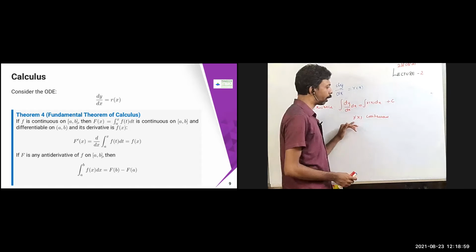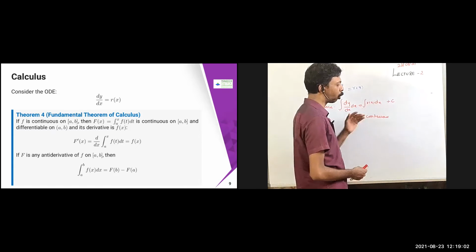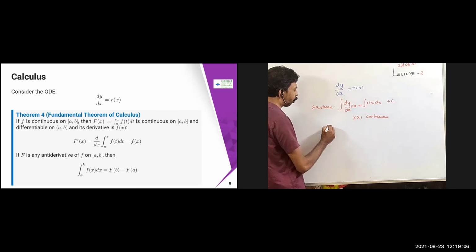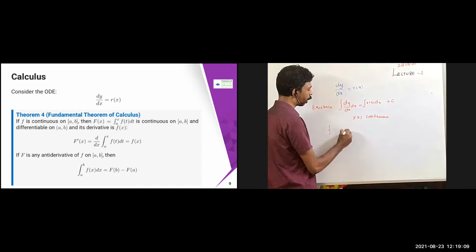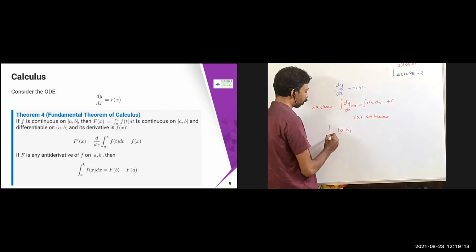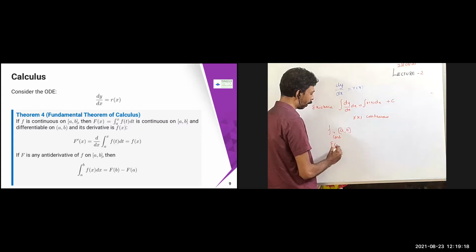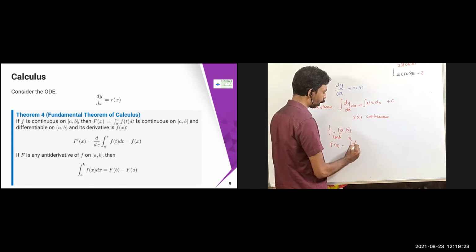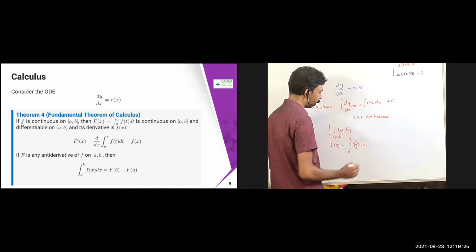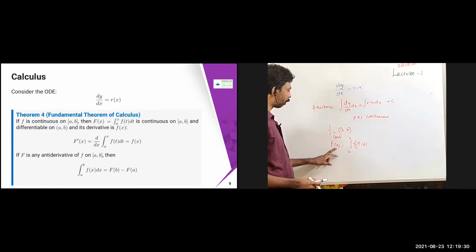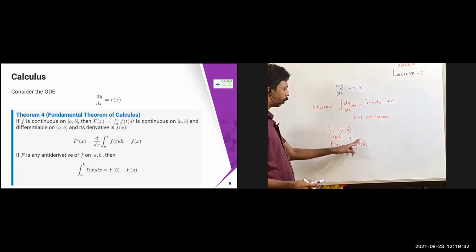If r of x is continuous, this theorem asserts that I'm going to get the solution for this one. The fundamental theorem of calculus says that if f is continuous on the interval a comma b, I can define a function F of x as the integral from a to x of f of t dt. So for a given x, I find the integral from a to x of f of t dt.